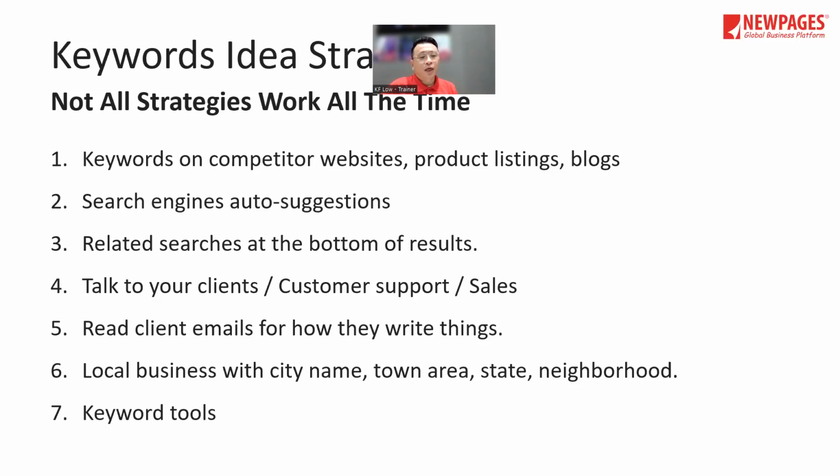In terms of number 6, local business with city name, town, area, state, and neighborhood. Just now I showed you the cooking pan seller in Selangor. Usually that kind of page, seller in Selangor, is what we do in TDO, with the new pages already done for you. So as I said, for example, if your company is located in Selangor, we will do our TDO based on your workplace, your factory or your office.